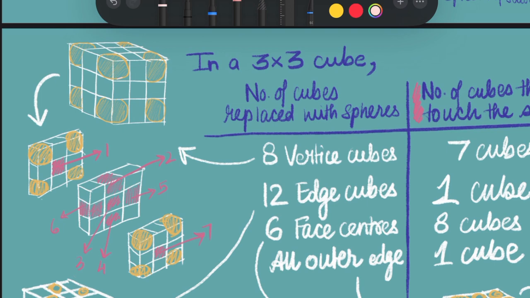Corners wale cubes ko I have replaced with the spheres. Now, what cubes will not be touched? Again, as I said, this one will not be touched, this one will not be touched. पीछे वाली side का ये रहा, आगे वाली side का ये रहा. So now the middle one, this will not be touched, this will not be touched, this will not be touched, this will not be touched, this will not be touched, because none of this has been touched.